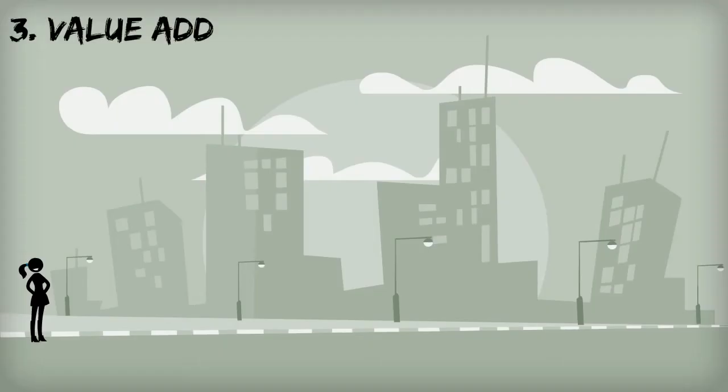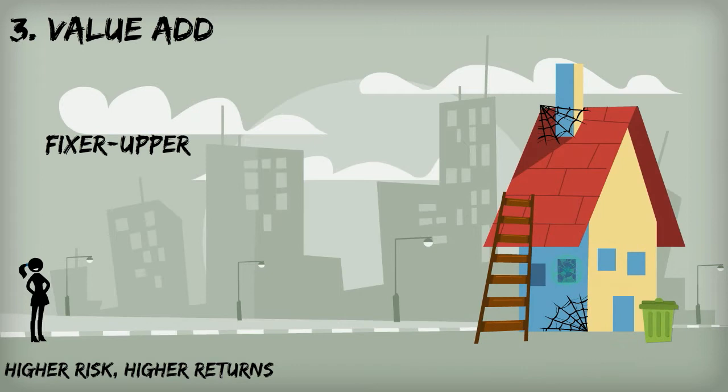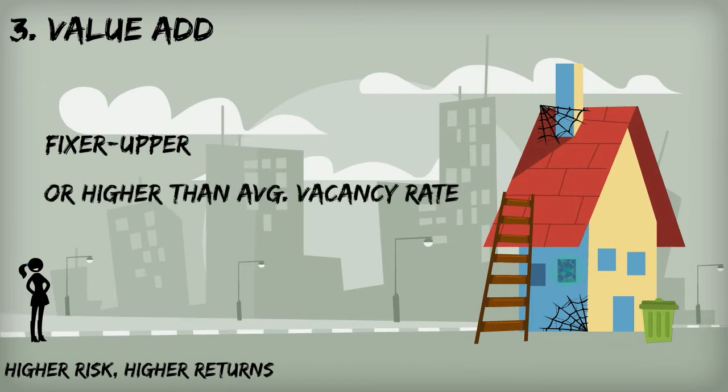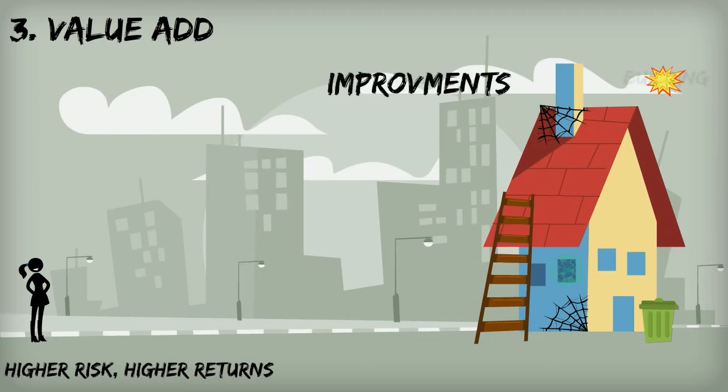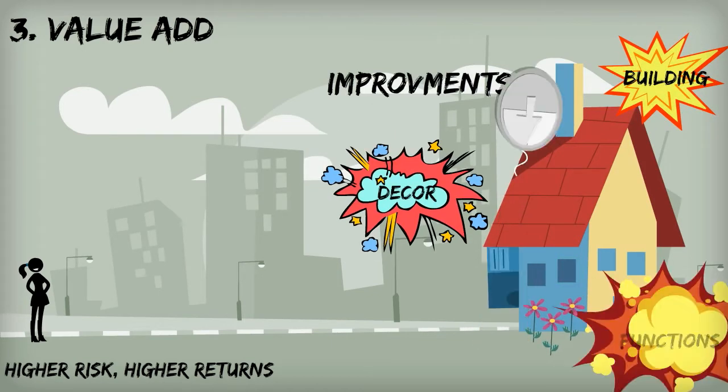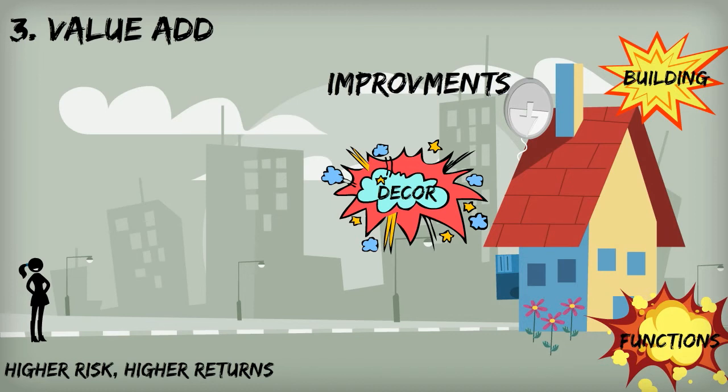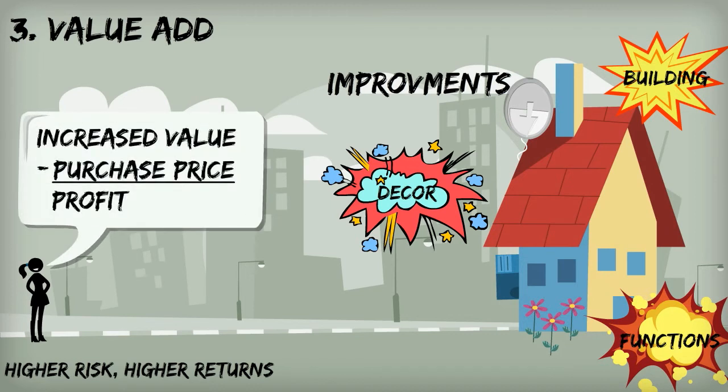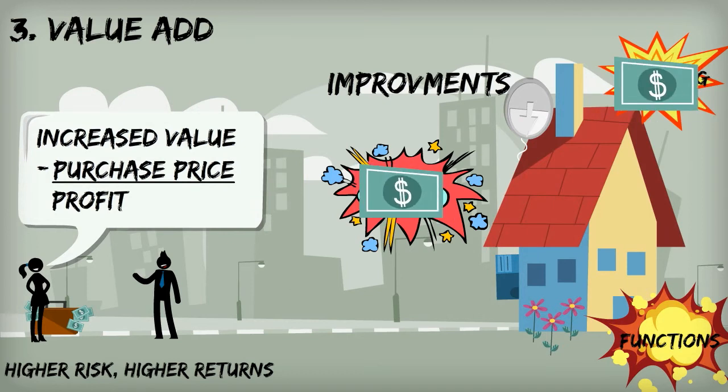Category value add involves higher risk and possibly higher returns. An investor looks for the challenge of a fixer-upper or property with higher than average vacancy rates, hoping that improvements to the building, decor, and functions, etc., will more drastically increase the value compared to the discount price it was purchased at. Often these are resold to core investors. The risk is that the property will not yield more cash flow than it cost to purchase and better the investment.